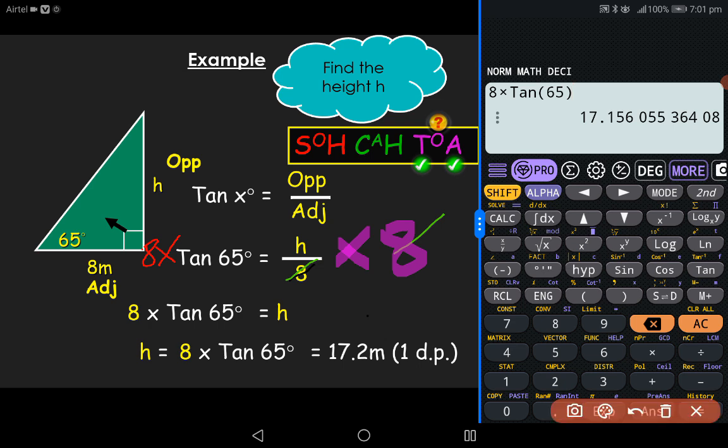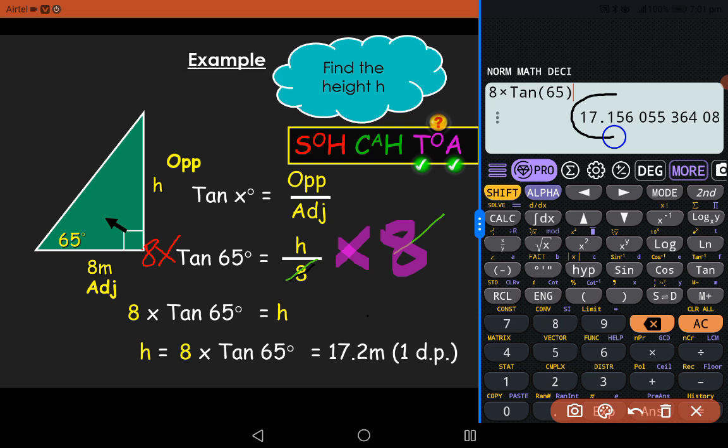On your calculator, you have a display of many digits after the decimal point, but it is important to note that this is good up to 3 decimal places. So if you round this off to 1 decimal place, you find it's 17.2.